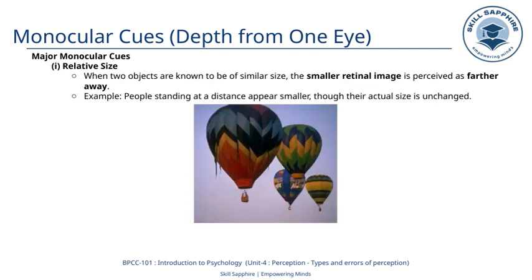Let's talk about one of the major monocular cues, which is relative size. When we look at 2 objects that we know are similar in size, the one that appears smaller on our retina is perceived as being farther away. This is a really interesting way our brain interprets depth from just one eye. For example, think about people standing at a distance. Even though their actual size hasn't changed, they look smaller because they're farther away. This cue helps us judge distances in everyday life, especially when binocular cues aren't available. It's a great example of how our perception works to create a 3-dimensional experience from 2-dimensional images.